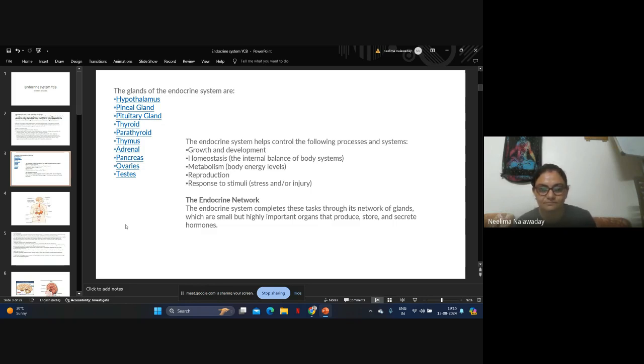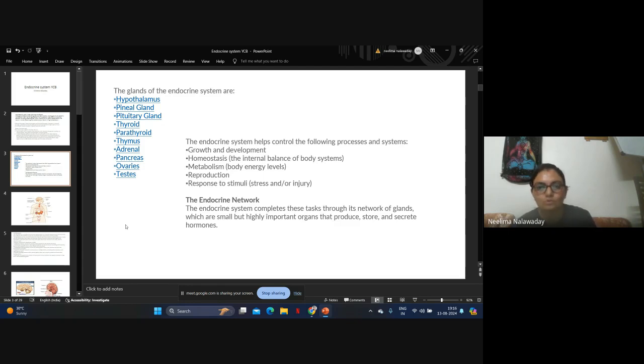Then ovaries and testes. Now, major functions of the endocrine system: growth and development, homeostasis, internal balance of body systems, metabolism, reproduction, and response to stimuli, for example, stress and anxiety. All internal mechanisms depend on how your endocrine system is working and how well your nervous system is communicating with it. The endocrine system completes this task through a network of glands, which are small but highly important organs that produce, store, and secrete hormones. Through blood, they transport these hormones to the target organ or target gland, and there it starts functioning.